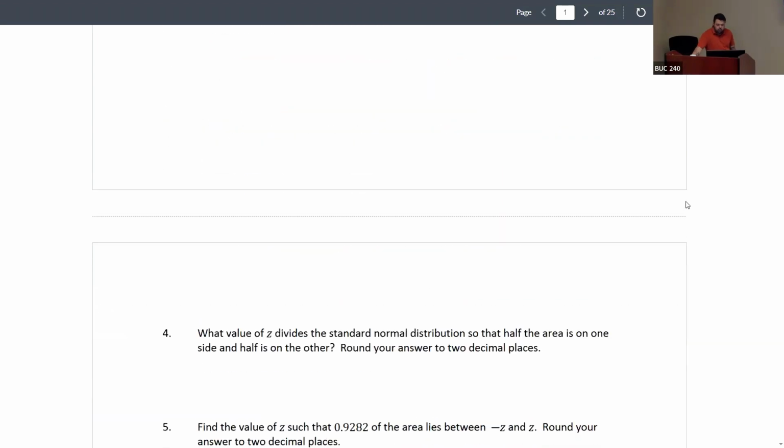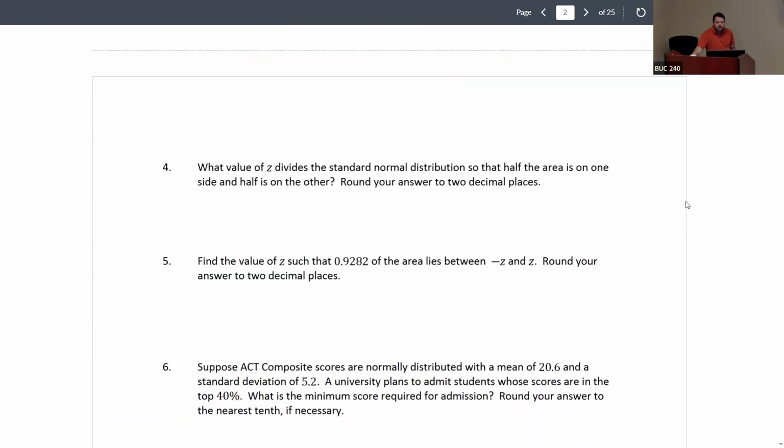Keep going here. With this, what value, this is a good question. I'm actually surprised I could put this in your final. What value of Z divides the standard normal distribution so that half the area is on one side and half the area is on the other? Round your answer to 2 decimal places.